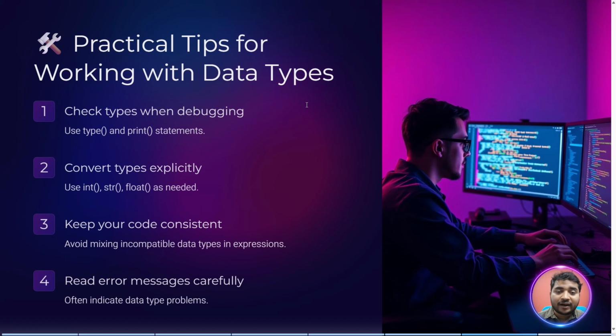Now these are the practical tips. Always ensure you're choosing the correct data type. To confirm the data type, you can use the type function to check it. Convert the type explicitly if you want to use a different data type. It is very important to ensure that your code is consistent. If you're using two numbers, use two numbers. Don't keep one of them as a string. And read the error messages carefully so you can understand more about data types and how they work in Python.